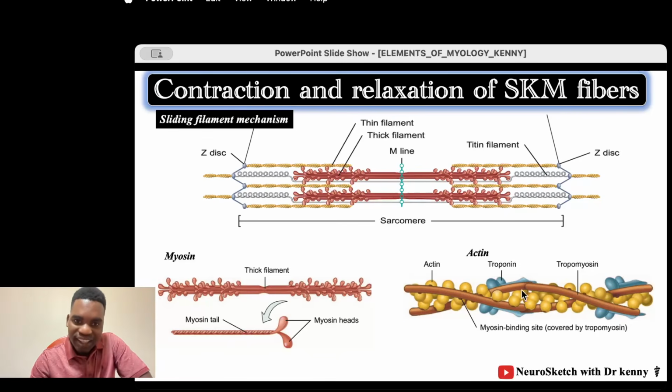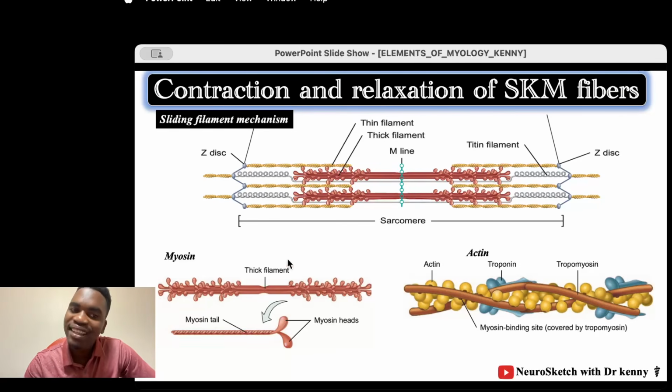So now let's go to the actin. The actin is made up of a number of other proteins. This is the actin, these grape-like stuffs here. As we have said, we have some other structural proteins. For example, we have the troponin, and we have tropomyosin.